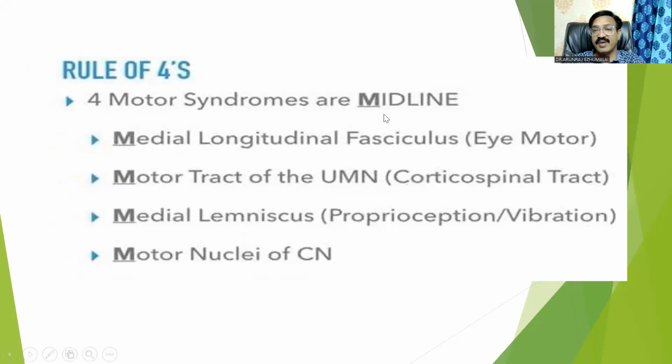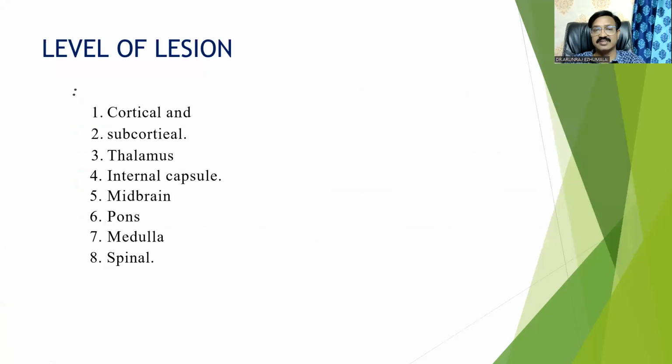The 4 motor syndromes are midline: medial longitudinal fasciculus. When medially involved, the patient will have conjugate gaze problems like INO. Motor tract of the upper motor neuron, corticospinal tract, medial lemniscus, motor nuclei of cranial nerves, all these will be near the midline. This is almost just a clue, but this is not usually frequently asked at UG standard.